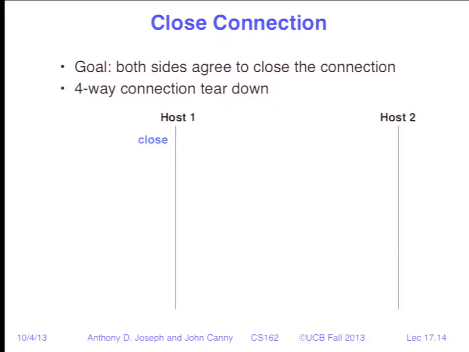So you can't use it to agree to attack, but you could use it to agree to do something. No guarantees on when everybody will have actually done that, though. It's called two-phase commit. Okay, so we're going to do a four-way connection teardown process.